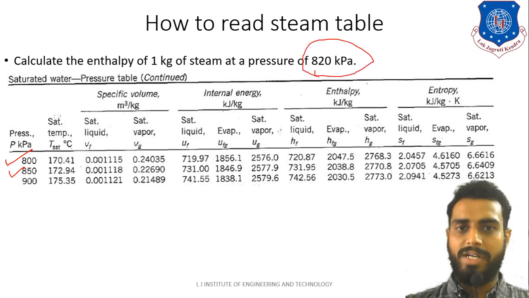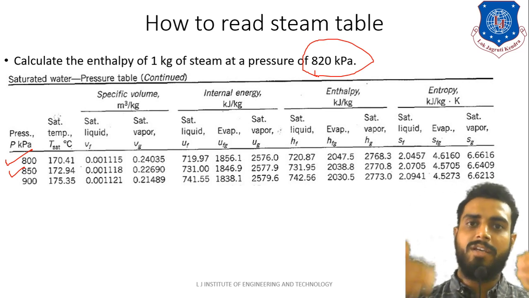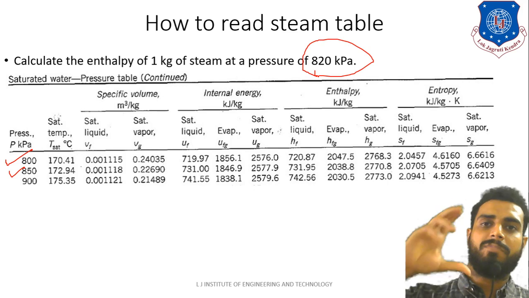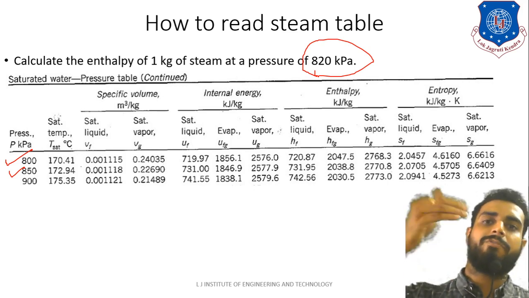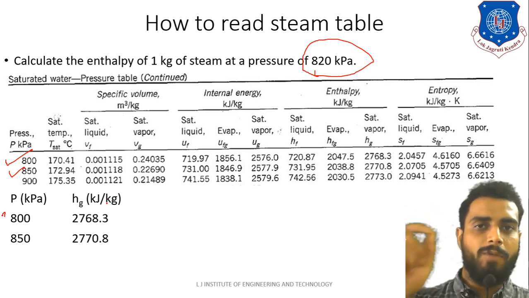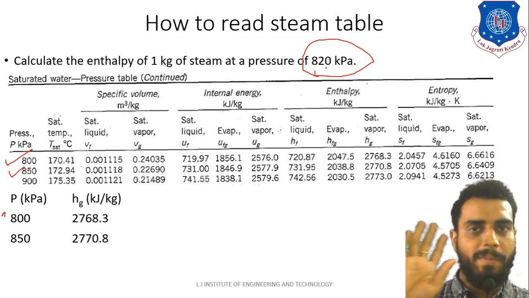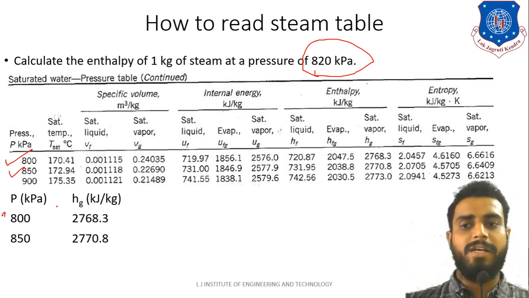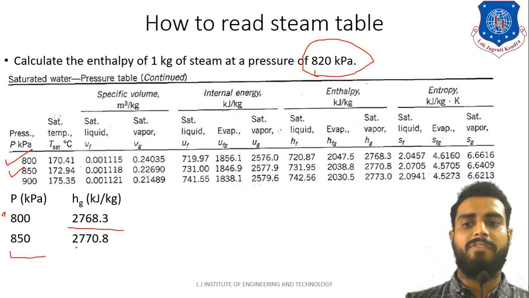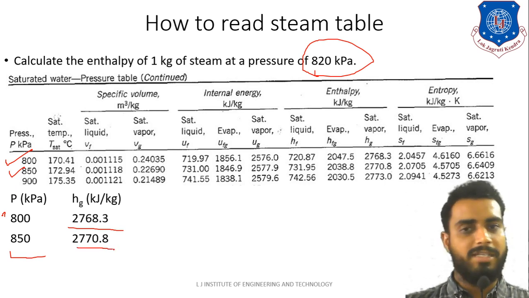Let us identify how to do that, because in the steam table not all values are given. Each and every corresponding value of pressure is not given, only certain slabs are given. So what if an intermediate value is asked? Do this. Let us say I want to identify the enthalpy of dry steam, that is Hg, at 820 kilopascal. That is my aim. At 800 kilopascal, you will write the Hg, that is 2768.3 kilojoule per kg, and at 850 the value is 2770.8 kilojoule per kg, right?